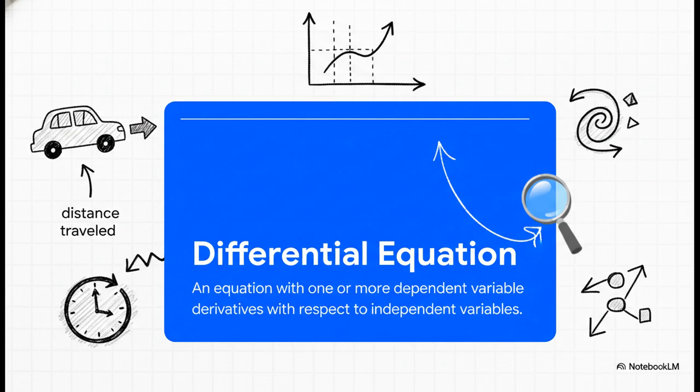Imagine a car driving down the road. The distance it's traveled, that's the dependent variable, because it depends on how much time has passed, right? So time is the independent variable. A differential equation, then, is what connects those things using a derivative, a term that tells you the car's exact speed at any given moment.